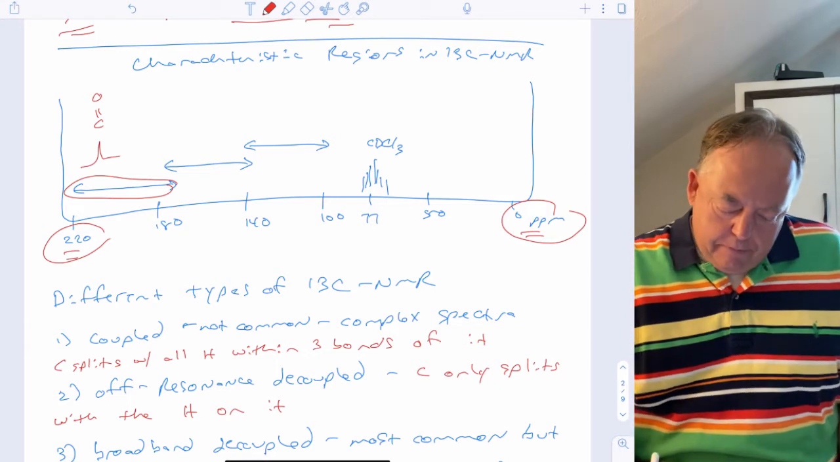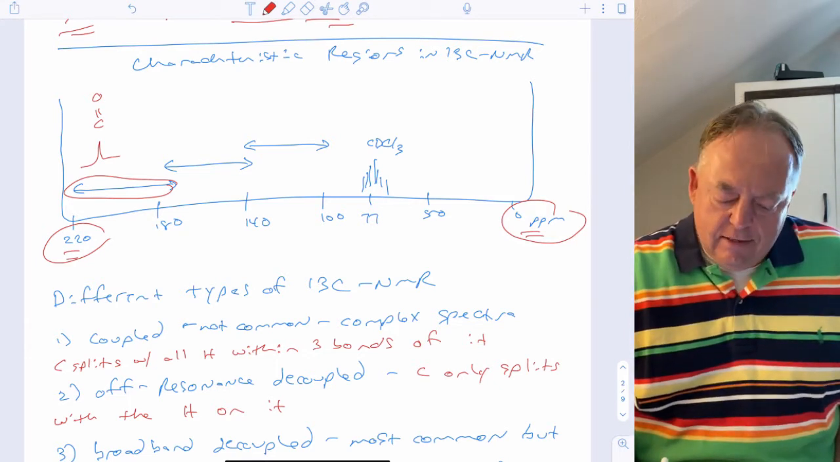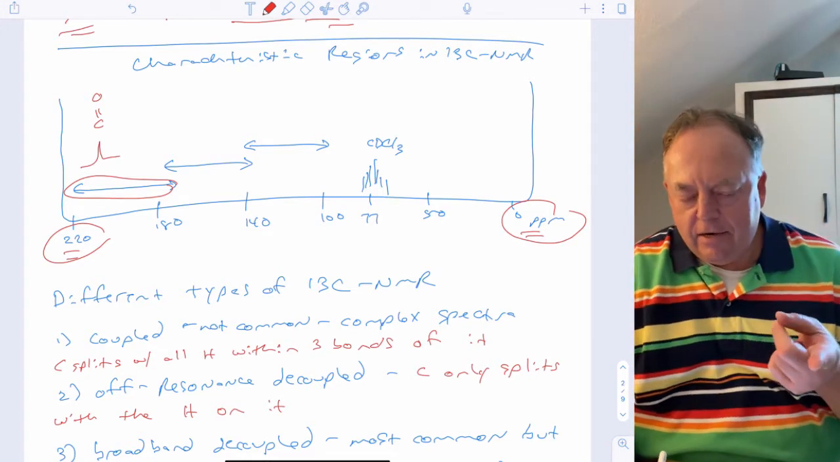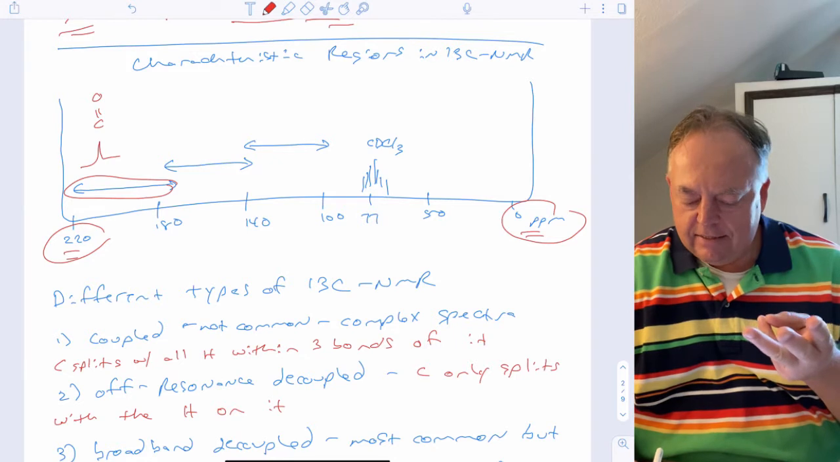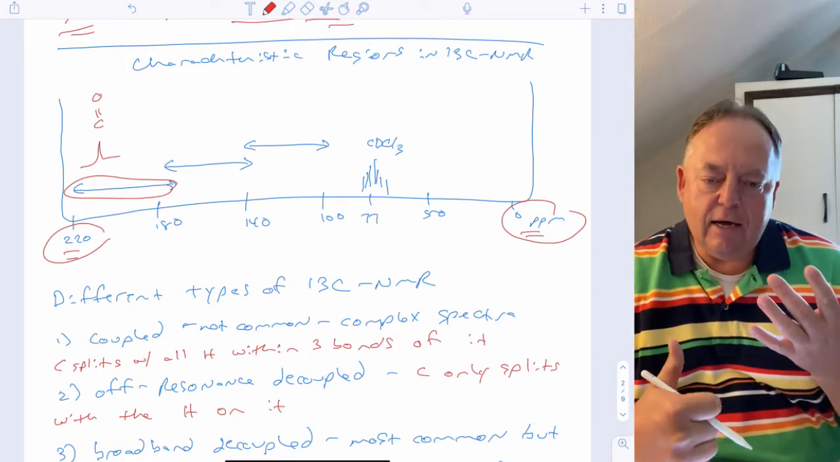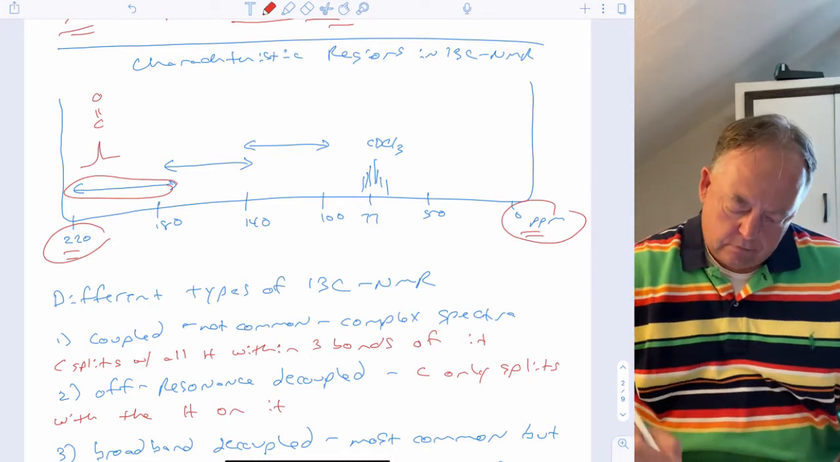Right, so if you see a peak at 190 ppm in carbon-13 NMR, you have a C=O in the molecule. So that means it's an aldehyde, a ketone, a carboxylic acid, an ester, an acid chloride, or an anhydride, right? Some molecule that's got a C=O in it.